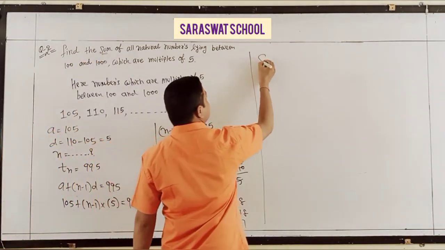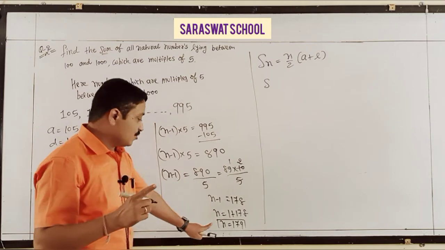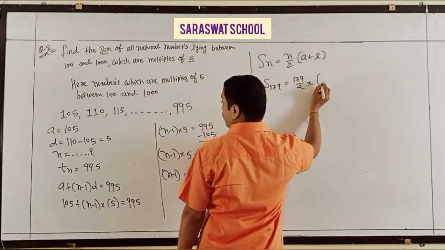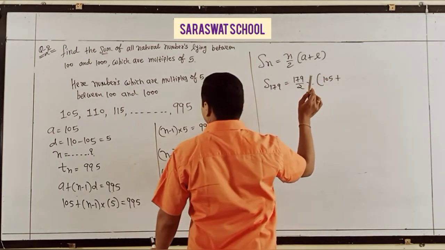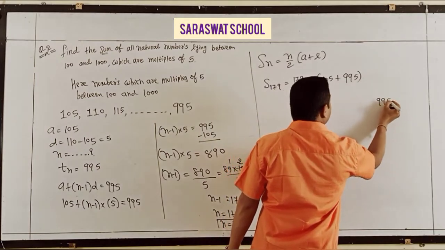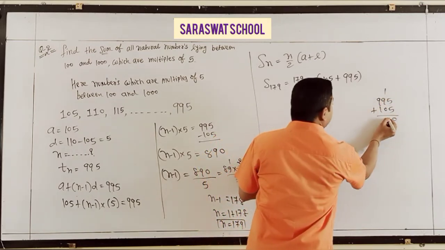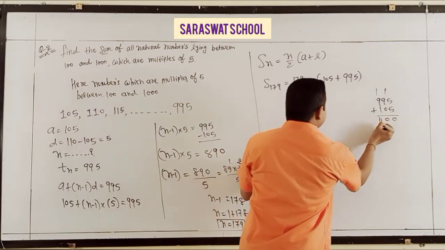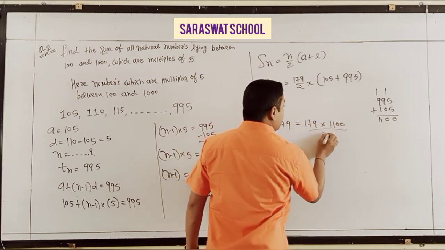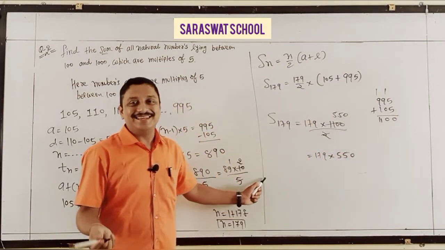Now I want the summation. What's Sn? n by 2 times (a plus l). I have n as 179, so write 179 by 2. A becomes 105 plus l becomes 995. Now students, very easily you get 995 plus 105, which is 1100. So you get S equals 179 into 1100 by 2, which is 550. And students, here you can use your calculator and easily get the answer.